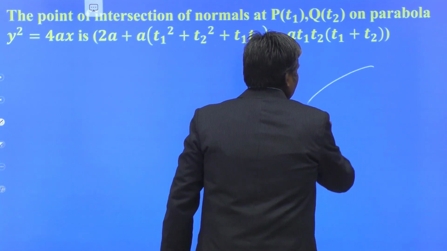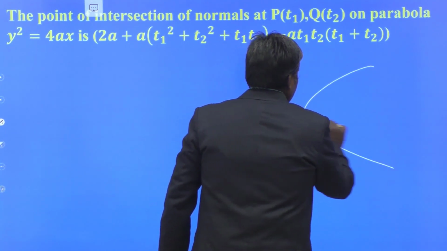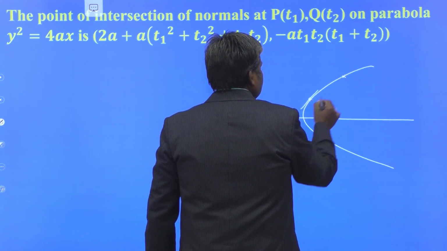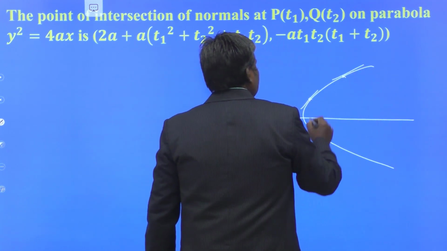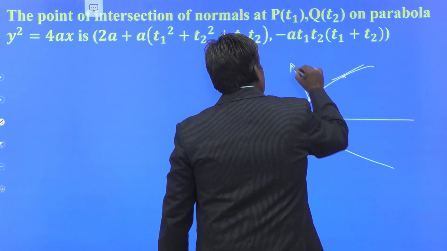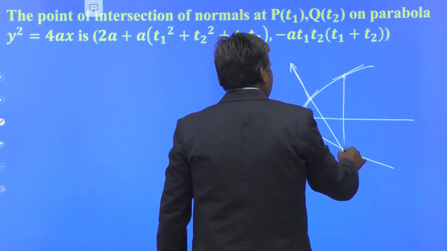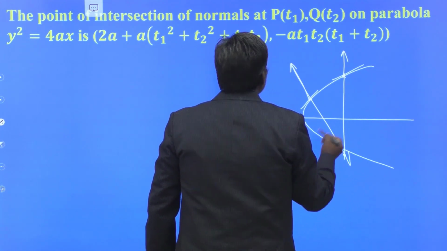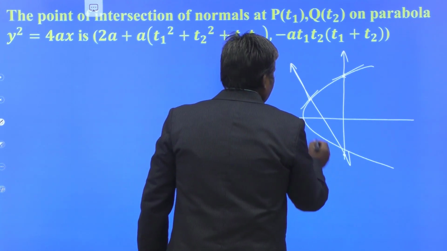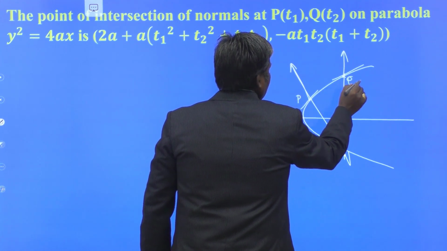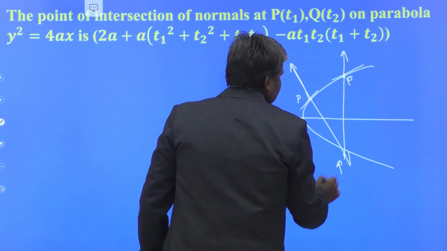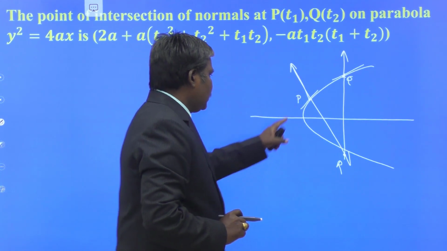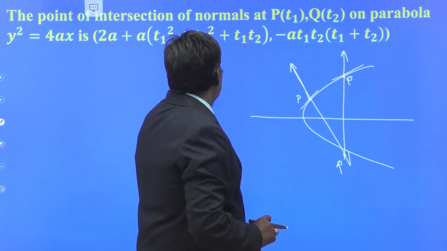Suppose this is your parabola. This is the axis of the parabola. You take any 2 points on the parabola. This is the tangent at this point. So if you draw the normals, they intersect at this point. Suppose this is the point of intersection of the normals at P and Q. This is R. It may or may not be on the parabola. That is a different story. This point of intersection is like this.